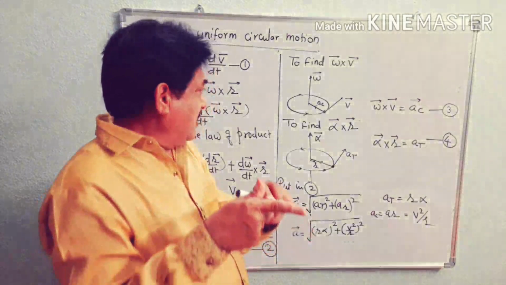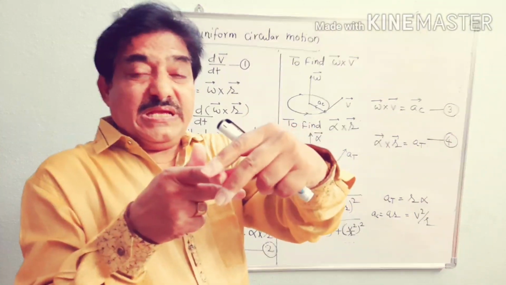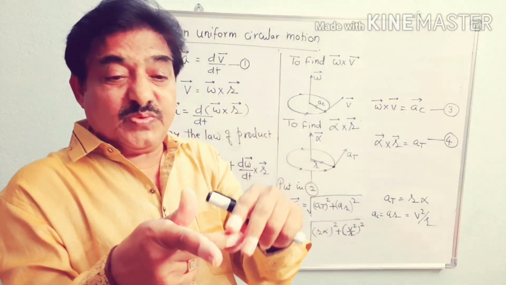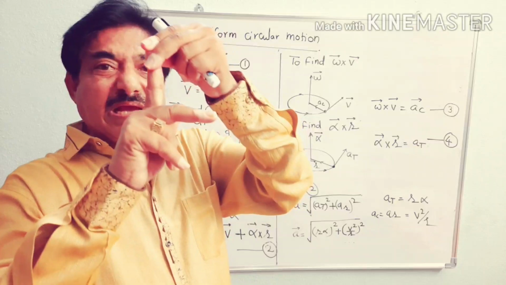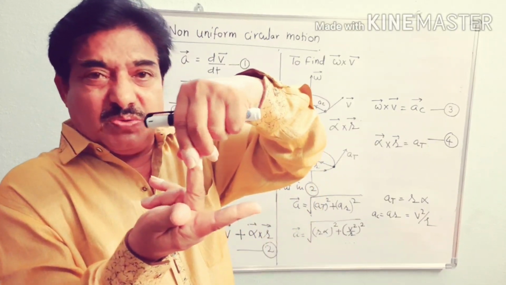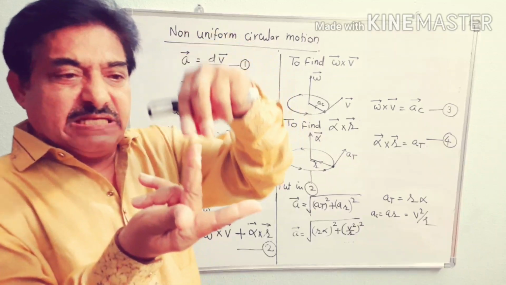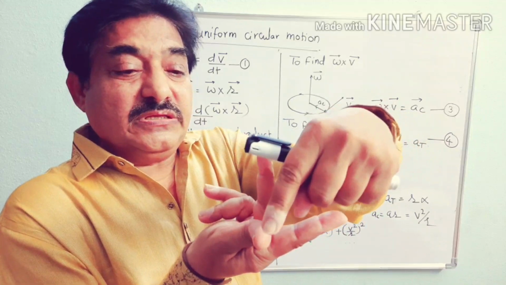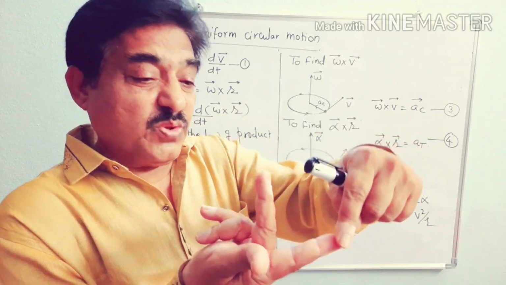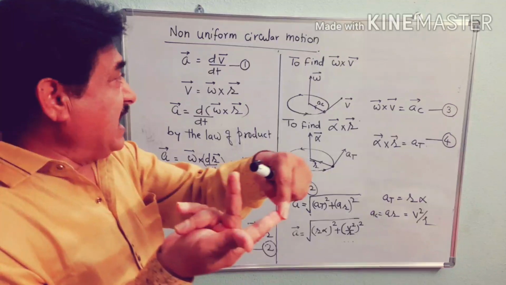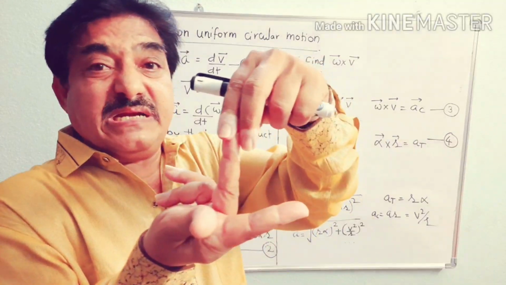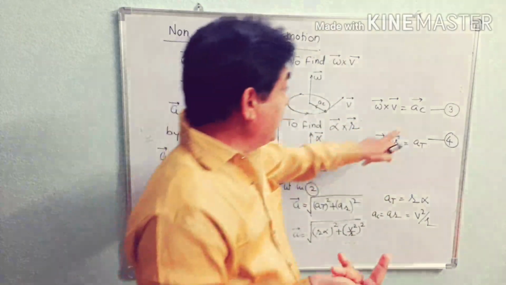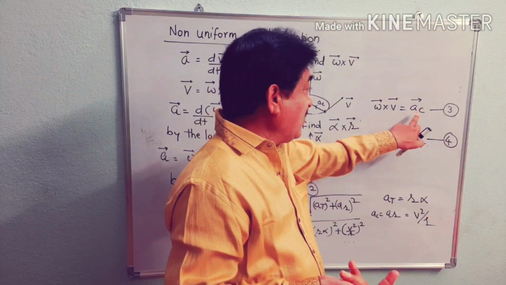So here this one is v, this one is omega, and this one is r. Then this is the centripetal acceleration, a c. a c is equal to omega cross v. This centripetal acceleration a c is equal to omega cross v.